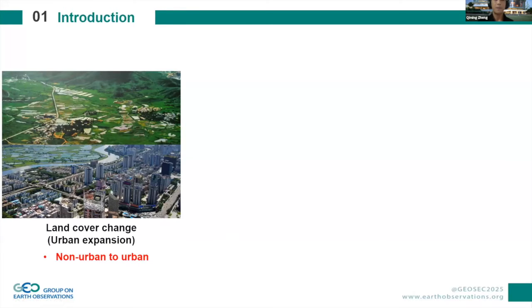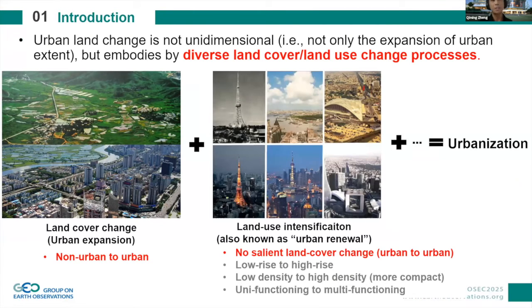When we think about mapping urban land changes, most of the studies in the past few decades focused on mapping urban growth, which is a non-urban to urban land cover change process. However, urban land change includes a wide variety of other land cover and land use change processes. For example, I think you have all witnessed that in urban areas, old blocks and buildings are being renovated and reconstructed into high-rise and highly dense communities and blocks. So this is a land use intensification process.